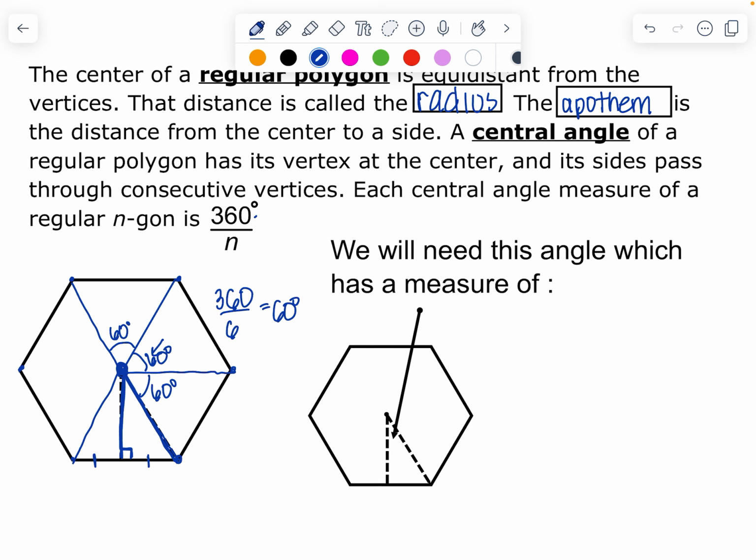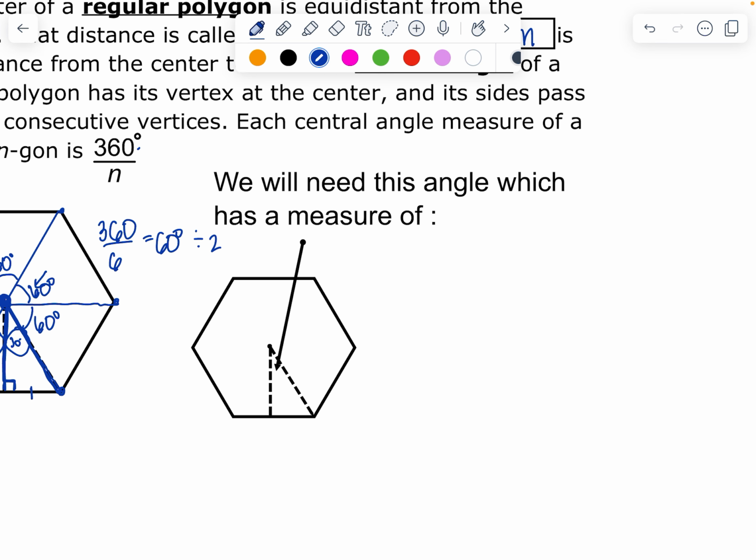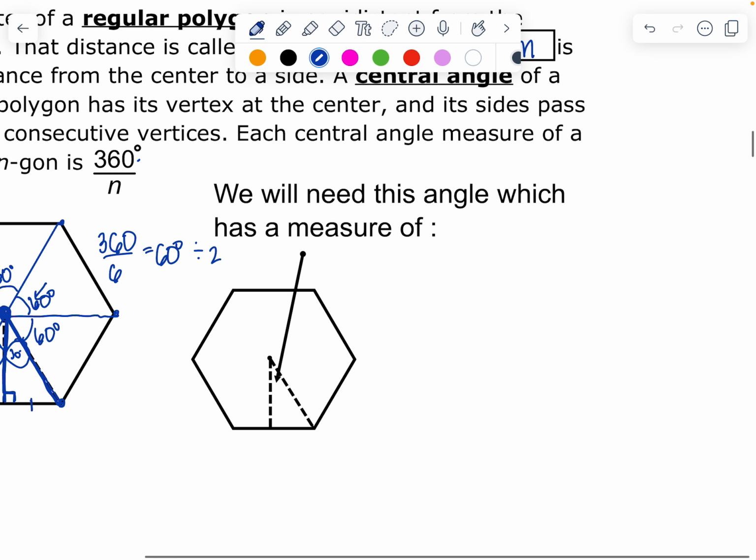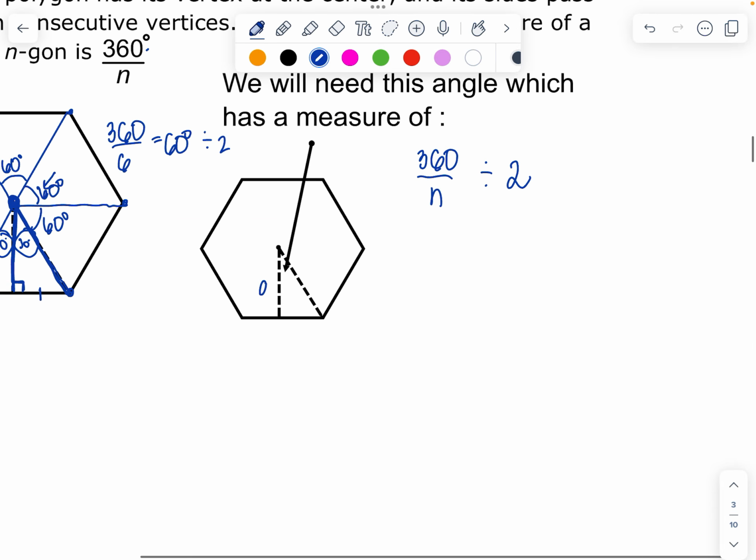And now I have one right here too, but notice it's broken into 2 congruent angles. So if I want each one of those, divide it by 2, and I get 30 degrees and 30 degrees. And that's what we're going to have to do: find this angle right here, or this one, it doesn't matter. So we'll need to find this angle, and that has a measure of 360 divided by the number of sides, and then you divide that by 2. And once again, remember, this is the apothem, this is your radius, this is a right angle, and these 2 pieces are congruent.